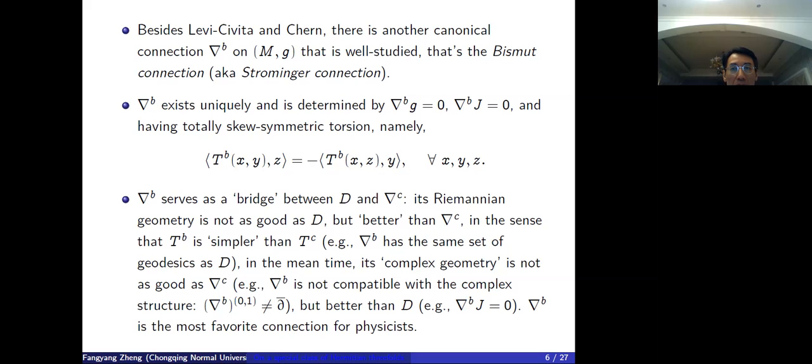Only in recent years, when we were interested in this Bismut connection, we found that it actually has, in a way, more rigidity than other Hermitian connections, including Chern or Levi-Civita. So this connection somehow is very, very unique in a way.